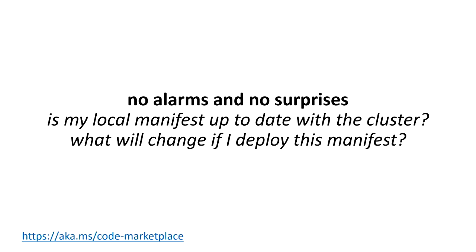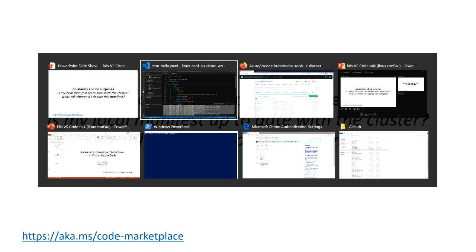And one of those workflow features is looking at synchronization and differences. If I've got a local YAML file, is it up to date with what's on the cluster? What are the differences? What will change if I deploy this manifest?